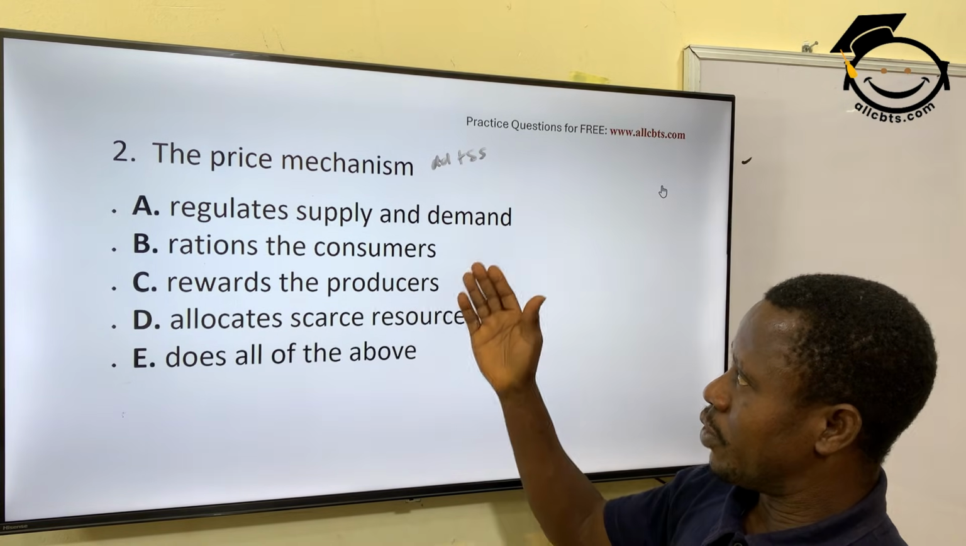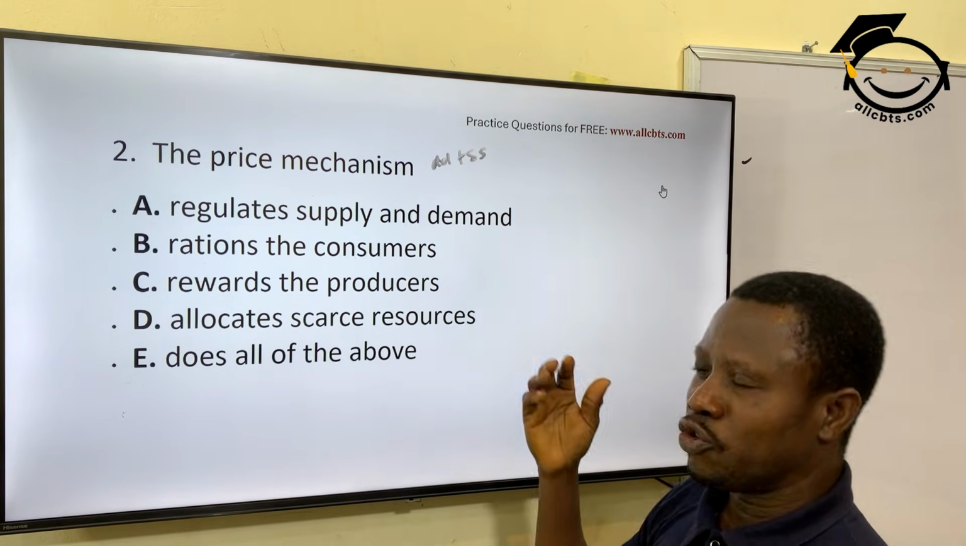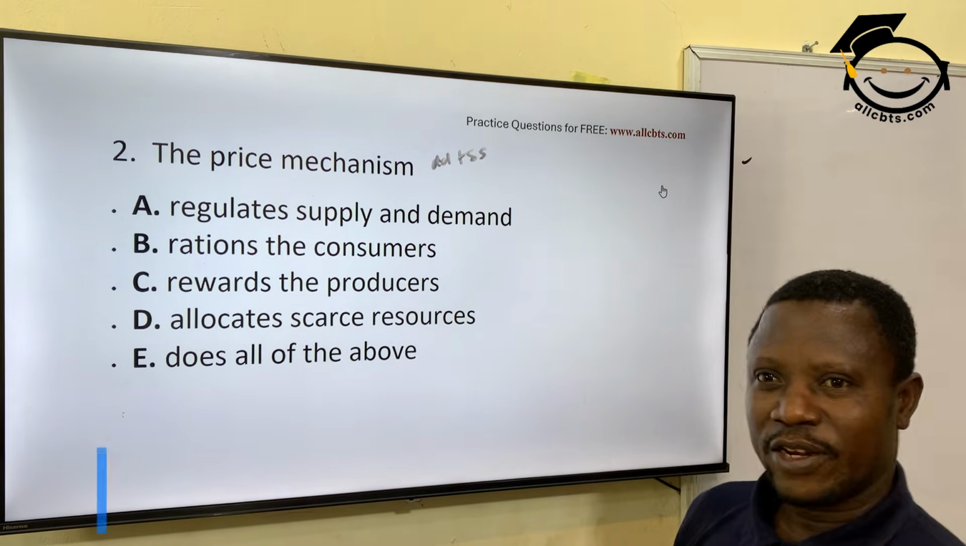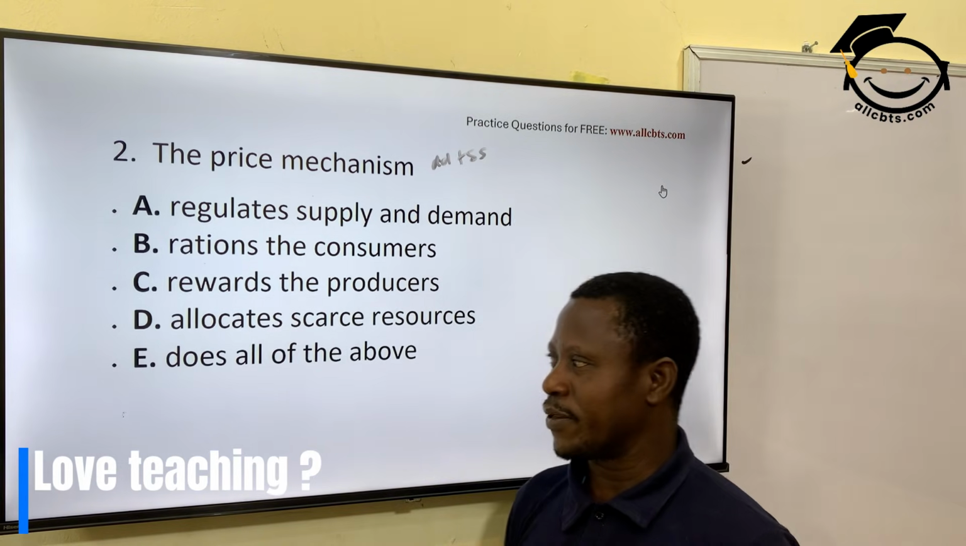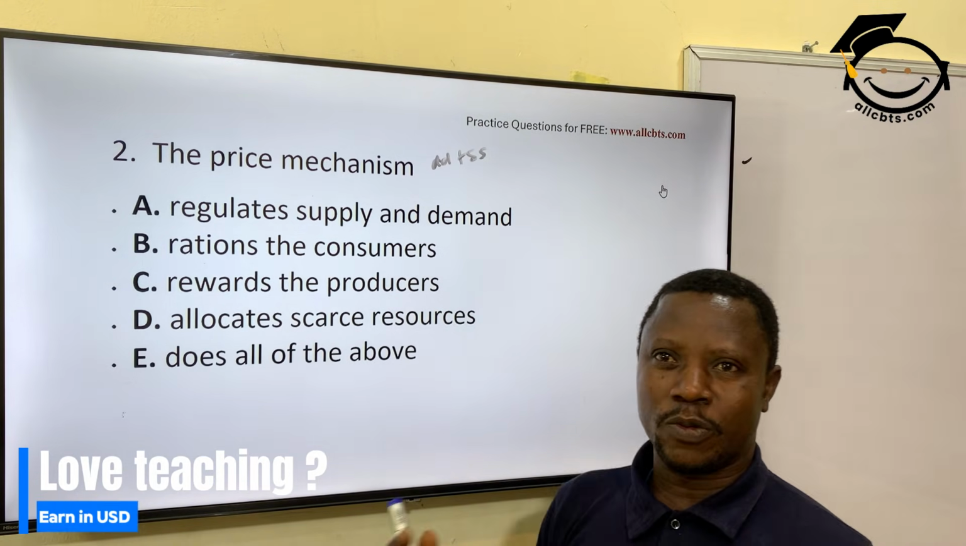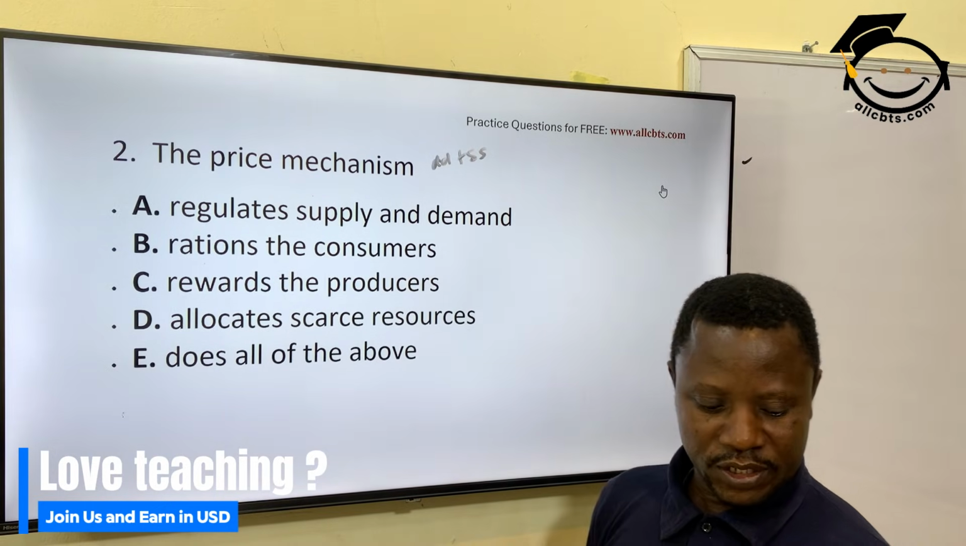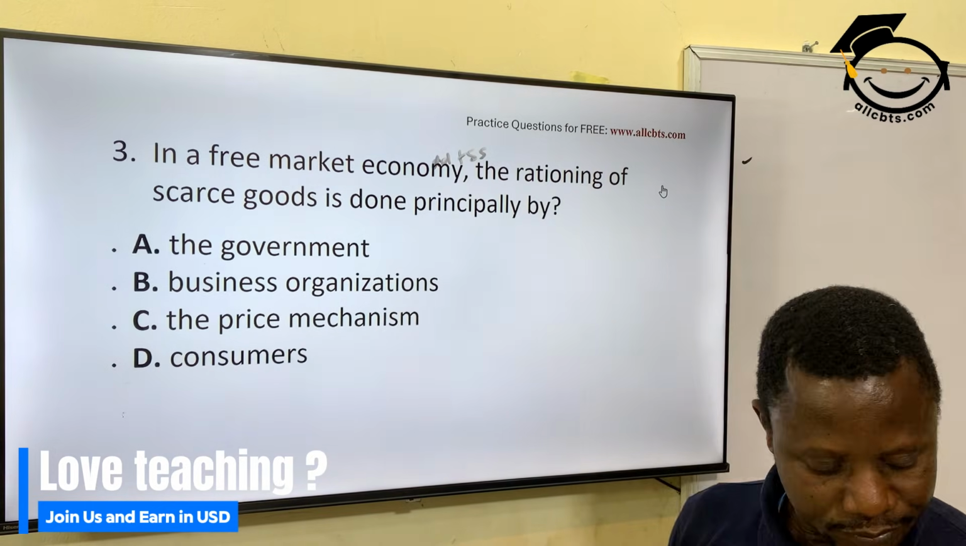You know, because in the course of the consumer making his decision to buy, he is being rational, right? And of course, when you buy, you reward the producer. And you allocate your resources properly, that's why you're making a rational decision. Does all of the above. Option E is the correct answer.